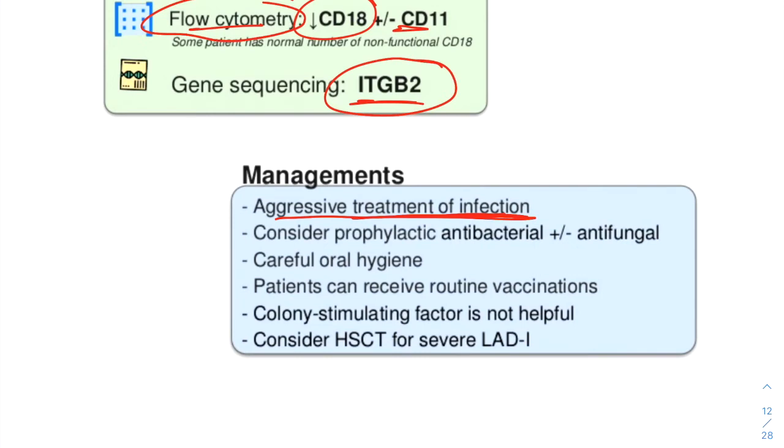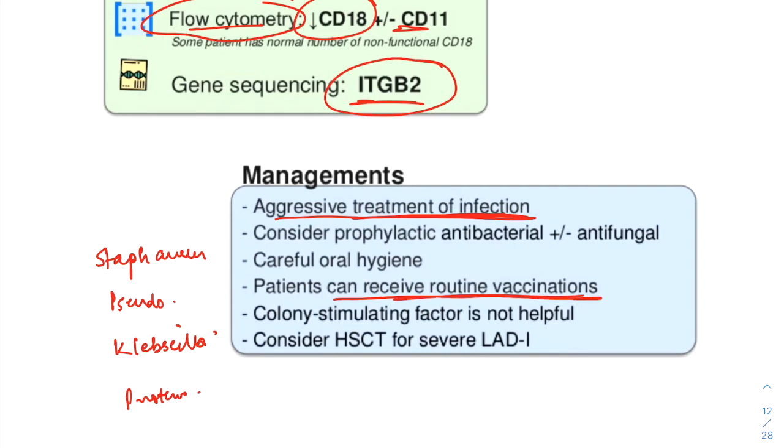The most common pathogens I've told you are Staph aureus, Pseudomonas aeruginosa, Klebsiella, and Proteus, etc. Early aggressive treatment can be in the form of prophylactic antibiotic therapy, especially before procedures like dental procedures. Prophylactic antibiotics with or without antifungal agents should therefore be considered to prevent infections from occurring in patients with LAD-1. Patients can receive routine vaccinations as a normal patient. We should be careful about the oral hygiene of such patients because dental infections or periodontitis is common in these patients.